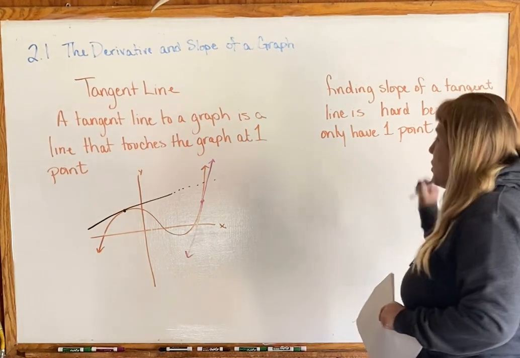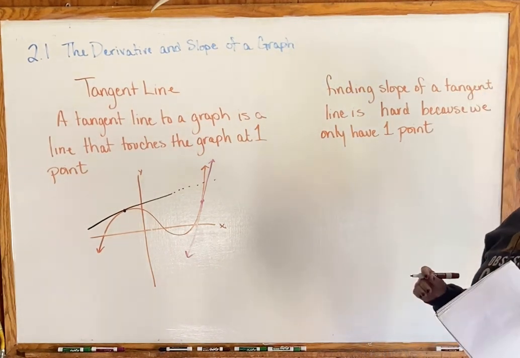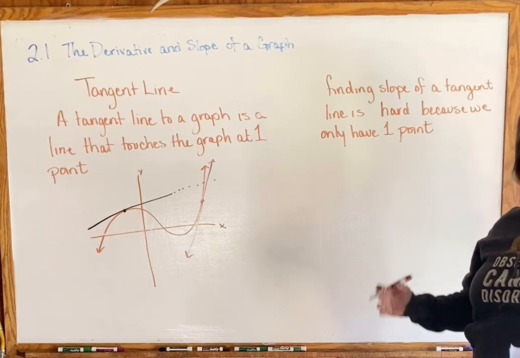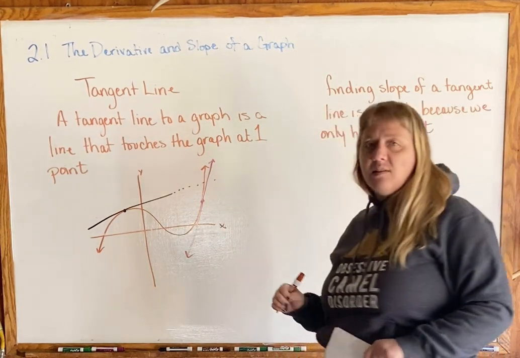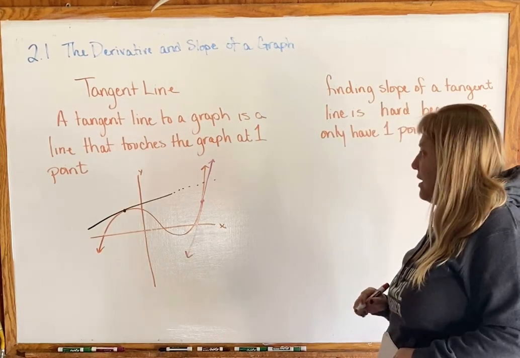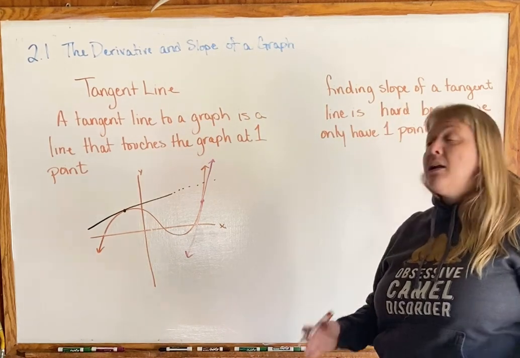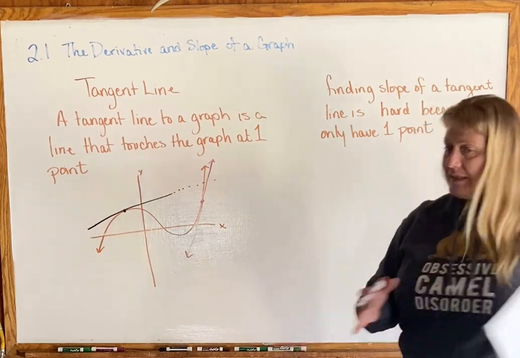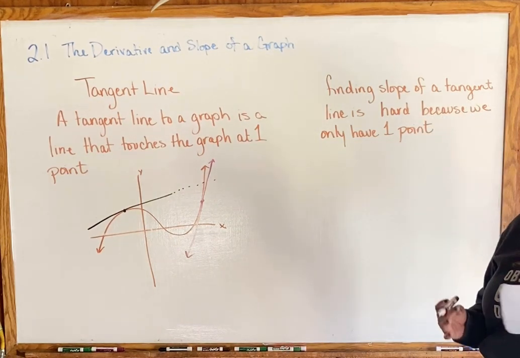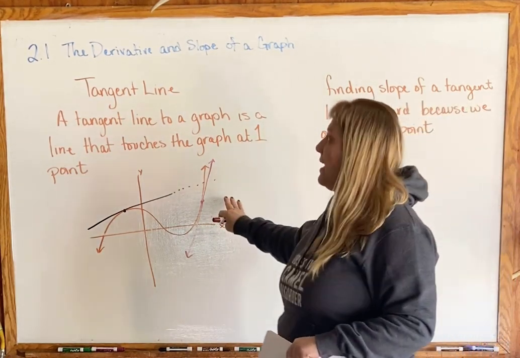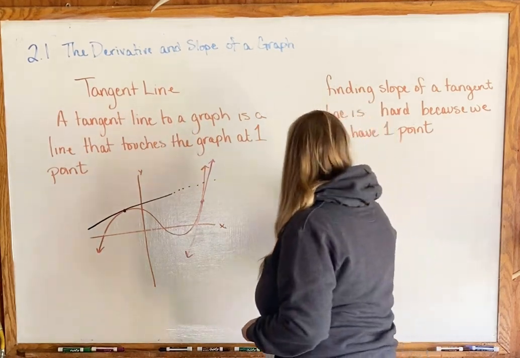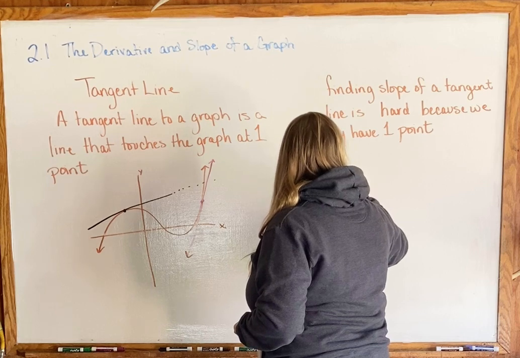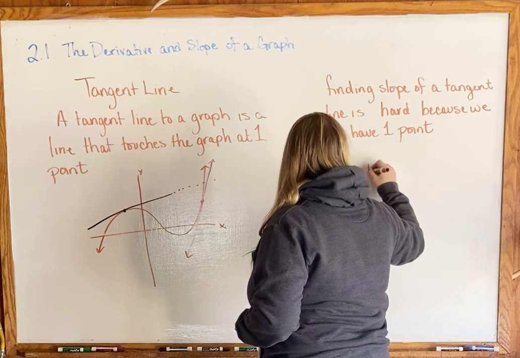Remember that if we have 2 points, we can find the slope between them. If we're looking for the slope of a tangent line, the problem is that we only have 1 point. So we're kind of stuck here. Instead we're going to take a step back and do this in a different way. Instead of looking at a tangent line, we're going to look at a secant line instead. Secant lines.